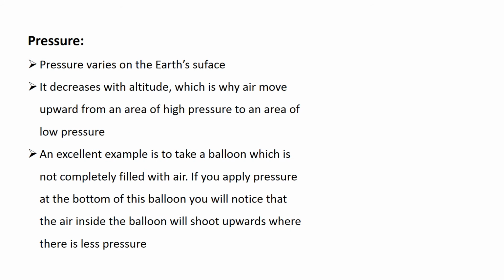Second is pressure. Pressure varies on the Earth's surface. It decreases with altitude, meaning height, which is why air moves upward from an area of high pressure to an area of low pressure. An excellent example to understand this phenomenon would be to take a balloon that is not completely filled with air. If you apply pressure at the bottom of this balloon, you will notice that the air inside the balloon will shoot upward where there is less pressure.